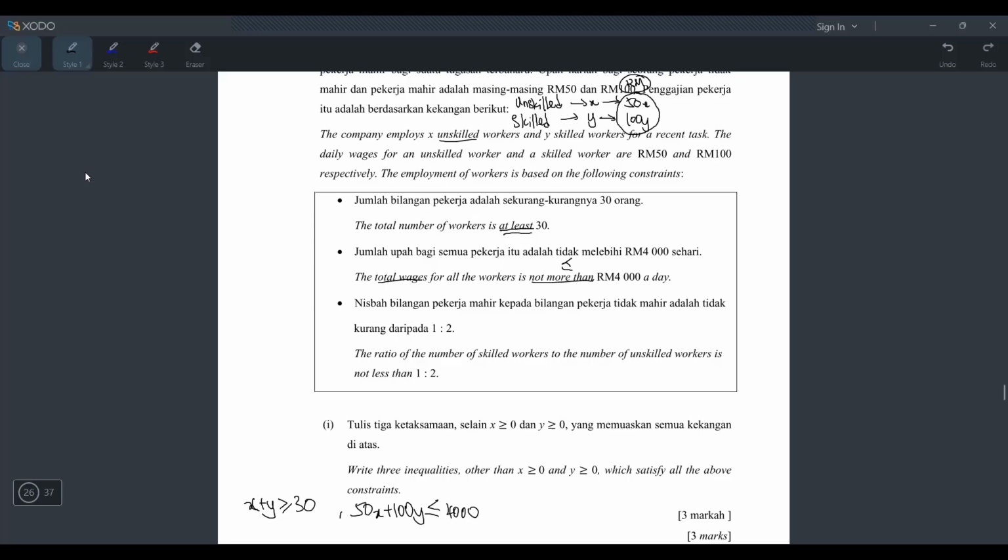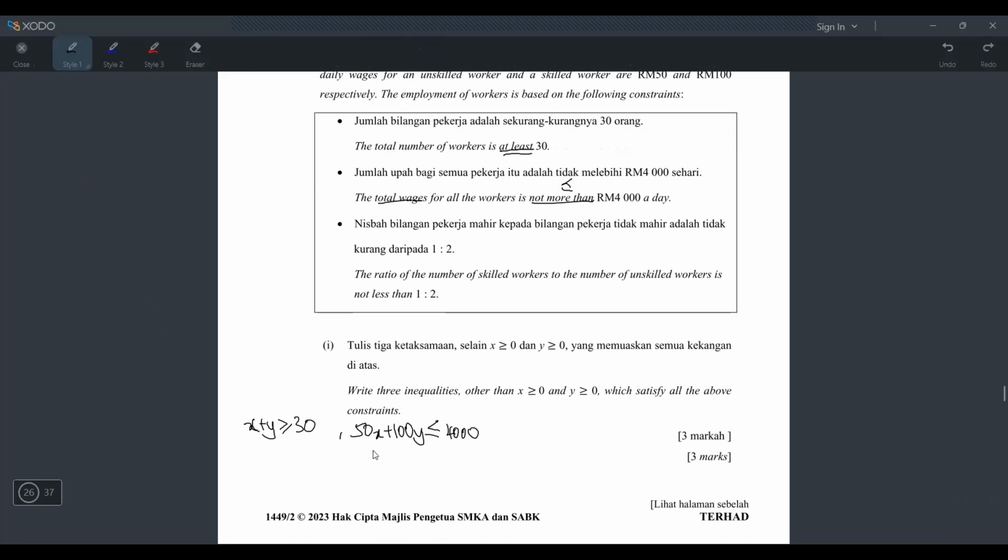All have RM1, but if we can simplify, I always say simplify. So you can divide by 50. Divide by 50, use the calculator. 50X plus 100Y less than or equal to 4,000, divide by 50 is 80. Let me press divide 50. Yeah, really you get 80. So that's the answer. Done already.